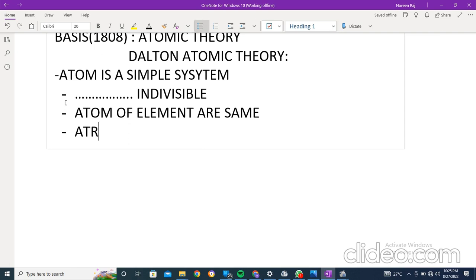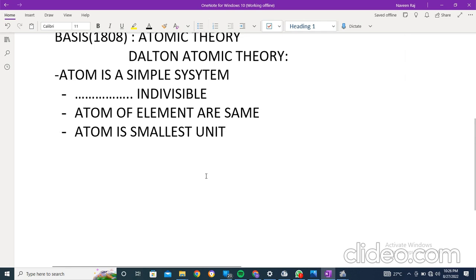Atom is the smallest unit. That is a similar point, I'm just mentioning it. Atom is the smallest unit, nothing smaller existed. That was all about the atomic theory, and that gave the base of the modern atomic theory. Let us discuss the modern atomic theory.